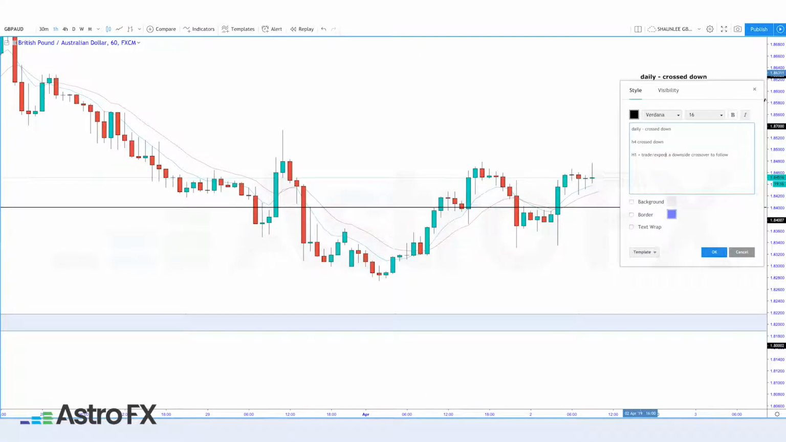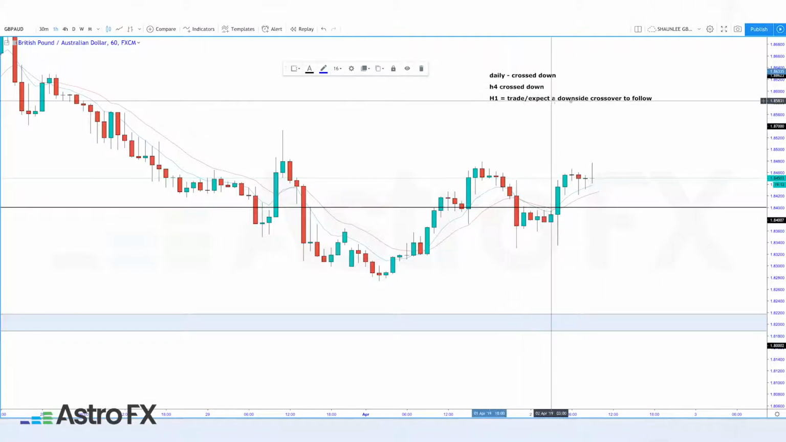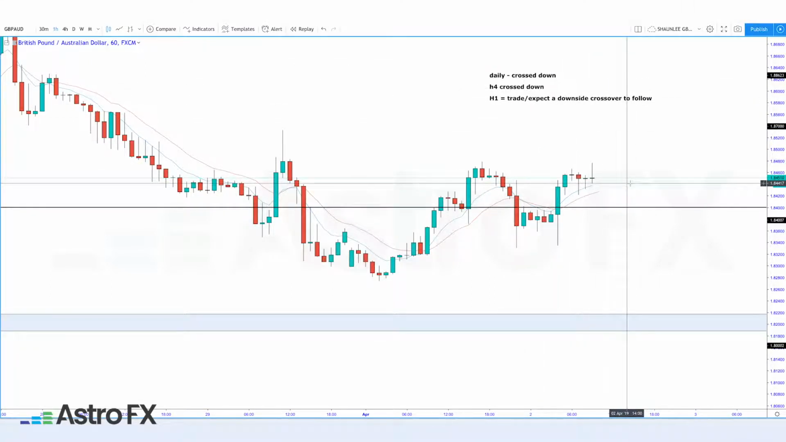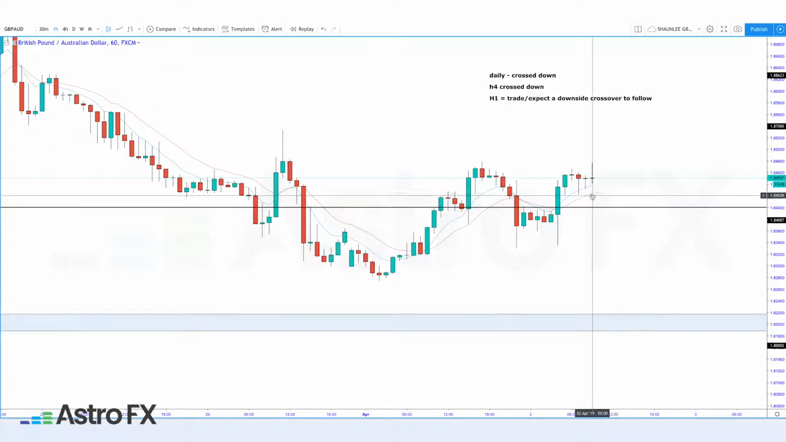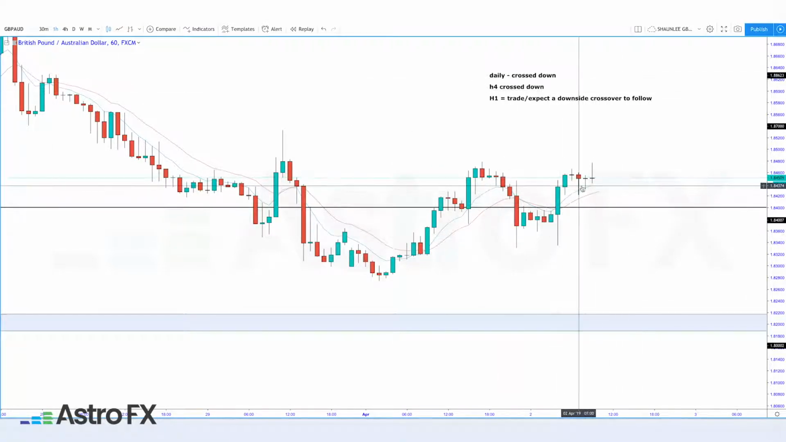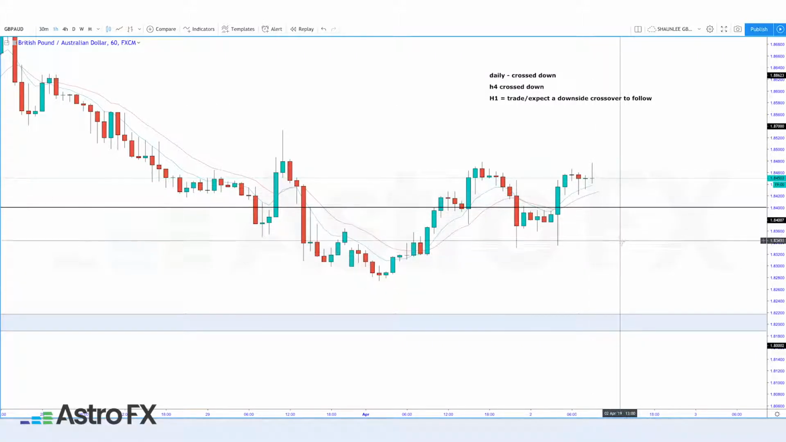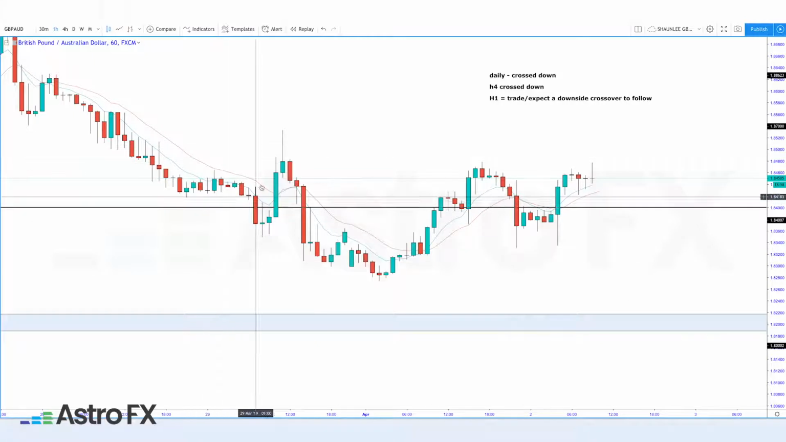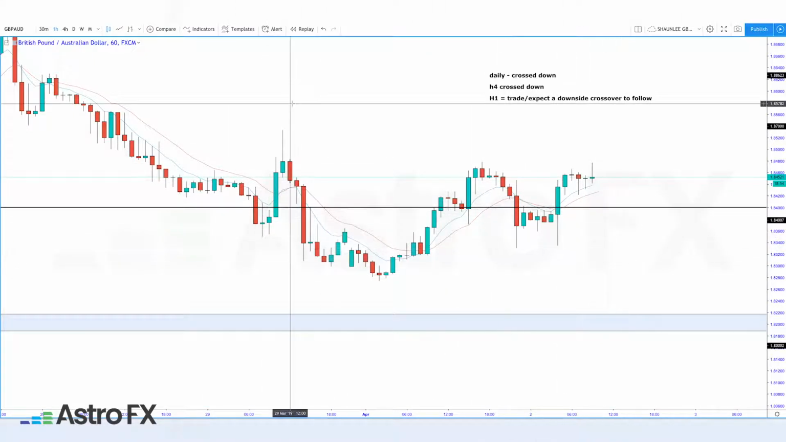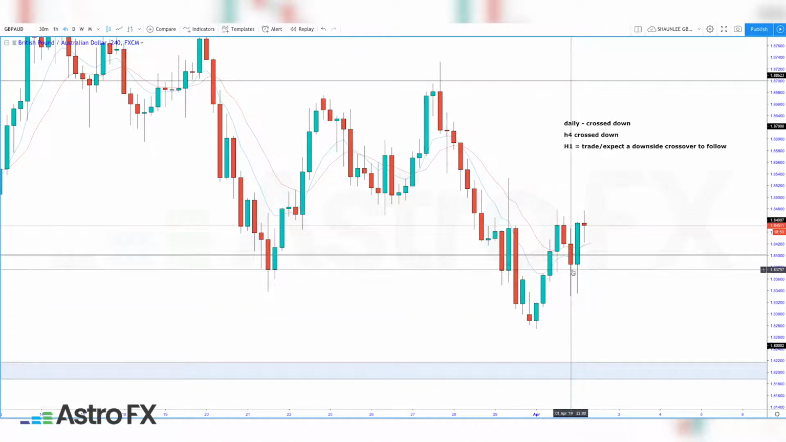So if the 4 hours is down and the daily's down, what we want on the hourly is to now expect and trade that downside crossover. So we would now want to wait and see the crossover to the downside on the hourly and follow it to swing in. So more or less it's following the higher timeframe picture, the bigger picture, the market needs to follow that, and so on. But at the moment we do not have the crossover to the downside.